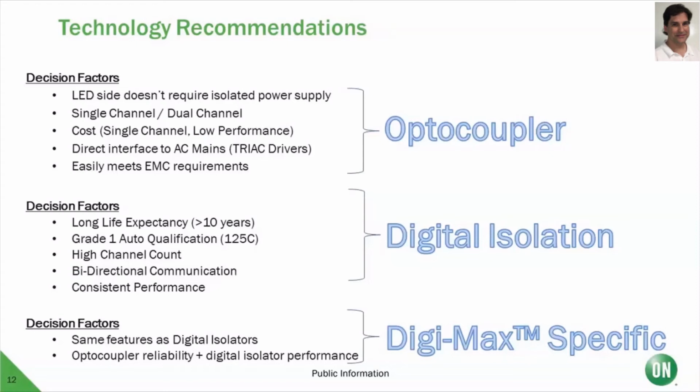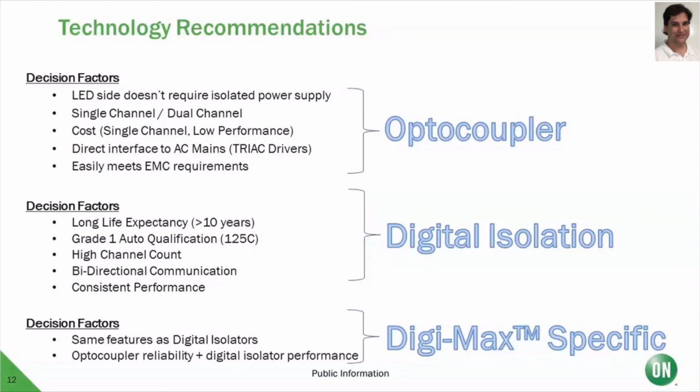Also for direct interface to AC mains, so if you're driving a solenoid or a motor off the AC mains, the triac drivers are a good solution because you typically have 600 to 800 volt blocking voltage requirements to be able to stand that off and control the gate of a SCR or power triac. And the digital isolator processes are typically not compatible to combine a high-frequency gigahertz RF carrier circuitry with a high-voltage 800-volt or 1,000-volt power discrete devices. Also, they easily meet the EMC requirements, so it simplifies the board design.